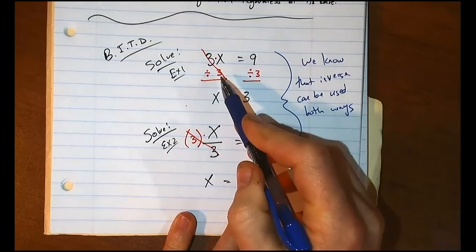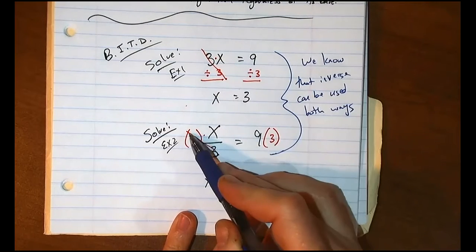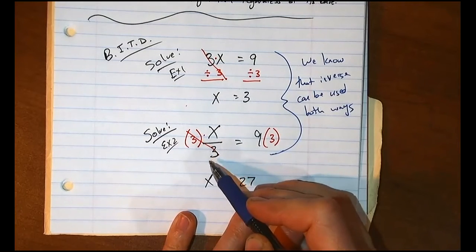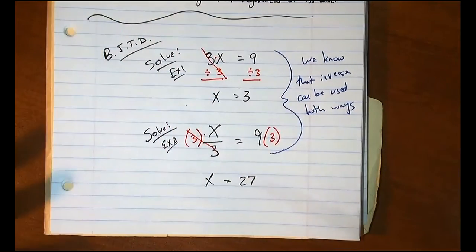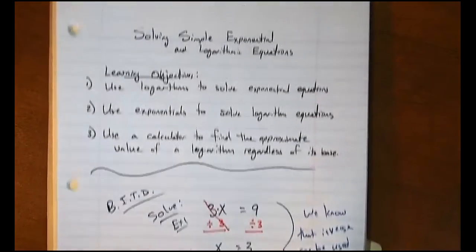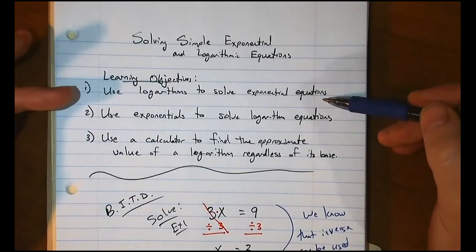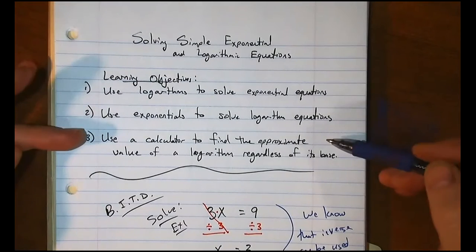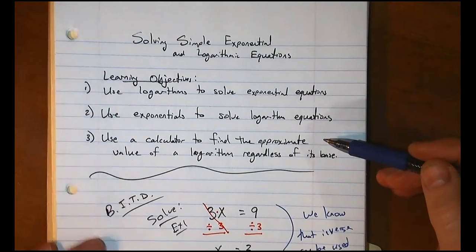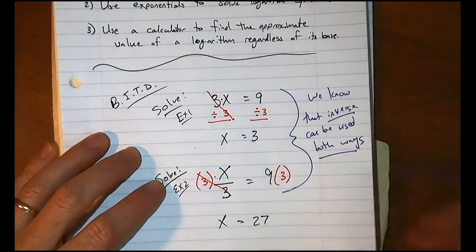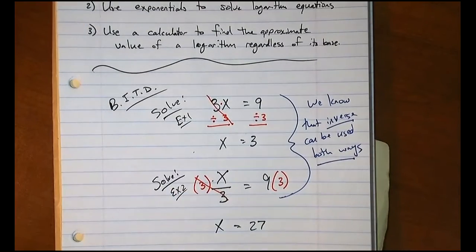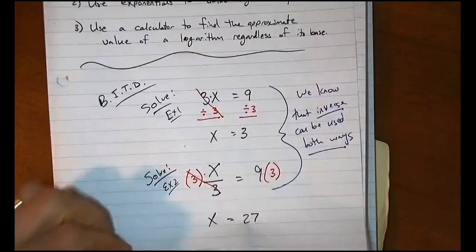Here I'm using a divide to cancel a multiply. Here I'm using a multiply to cancel a divide, okay? It goes both ways. And so that's why in this video, what we're going to be doing is looking at both logarithms to solve exponentials and exponentials to solve logarithms, because inverses can go both ways.